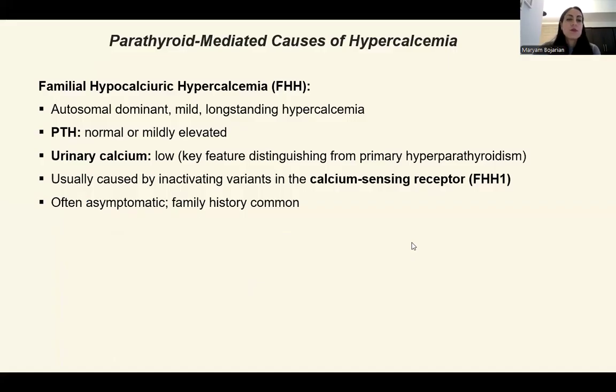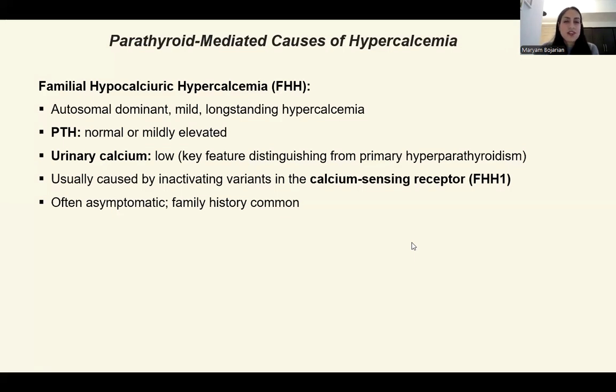About familial hypocalciuric hypercalcemia, it's really important to differentiate FHH from primary hyperparathyroidism because of the treatment. If your patient has FHH, you can tell the patient you don't even need follow-up, you have this genetic disorder, and basically you're going to be okay for the rest of your life. But if the patient has primary hyperparathyroidism, the main treatment is going to be surgery.